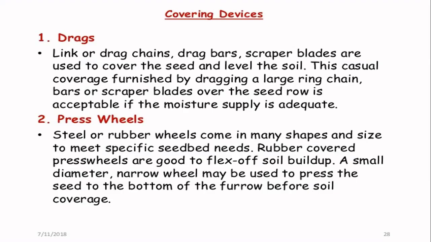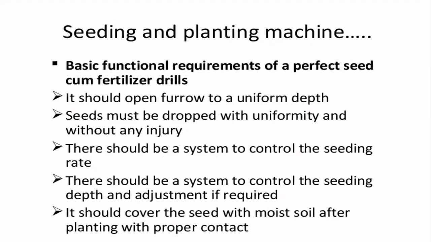Press wheels, steel or rubber wheels, sometimes steel also, heavier and deeper. Steel or rubber wheels come in many shapes and sizes to meet specific seedbed needs. Rubber covered wheels are good to flex off the soil buildup. A small diameter narrow wheel may be used to press the seeds. Actually, not press the seed, but press the soil onto the seeds at the bottom of the furrow for the soil coverage, right?